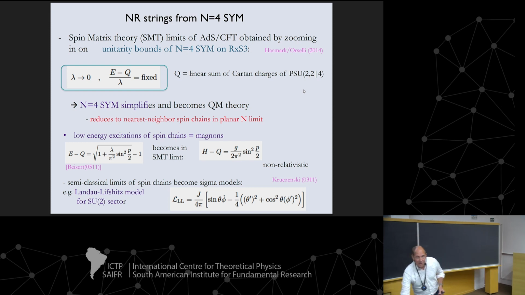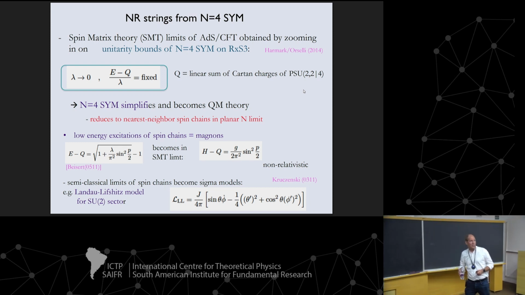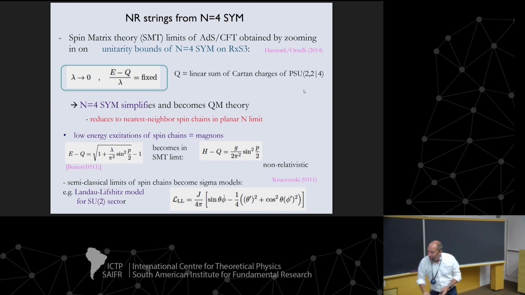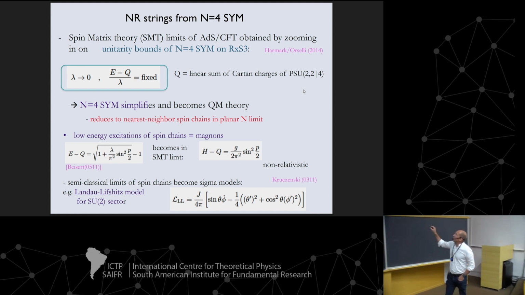So what's the heuristic, or well, slightly more than heuristic, motivation? There are many details that I'm not showing you here, that NR strings naturally arise from N=4 super Yang-Mills. It goes back to a paper by Harmark and Orselli, where they find so-called spin matrix theory (SMT) limits of AdS/CFT by zooming in on unitarity bounds of N=4 super Yang-Mills on R × S^3.